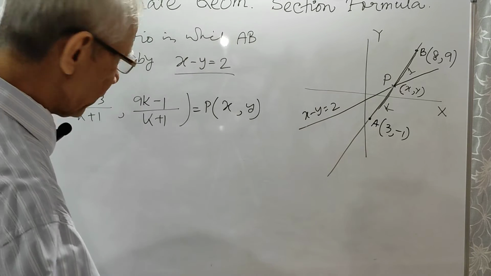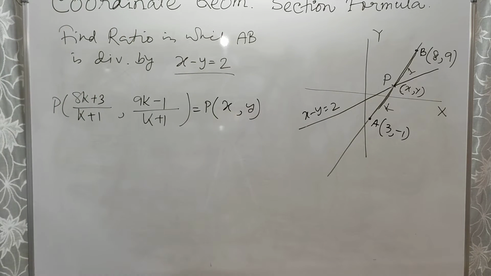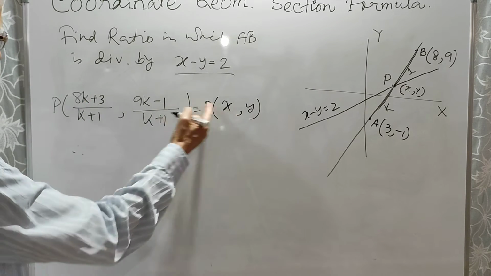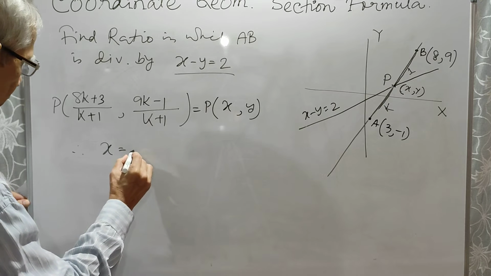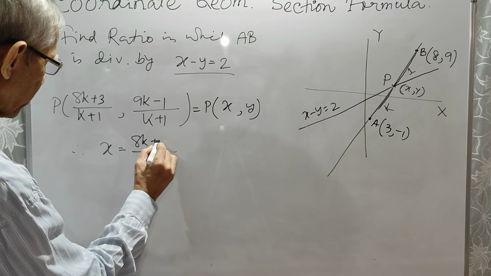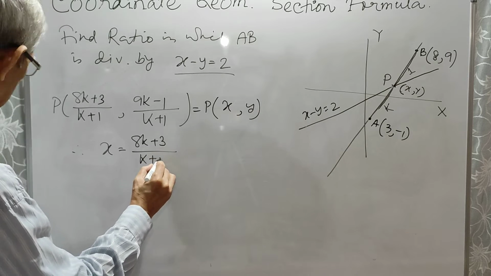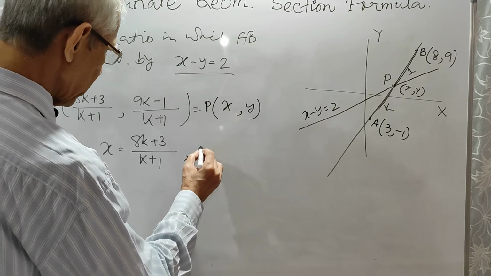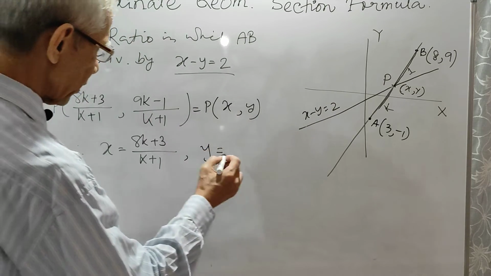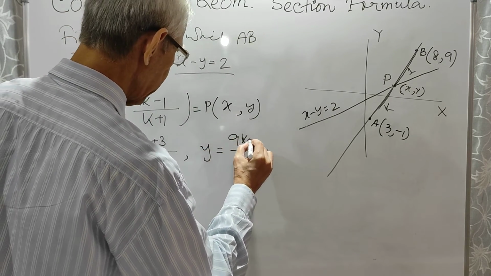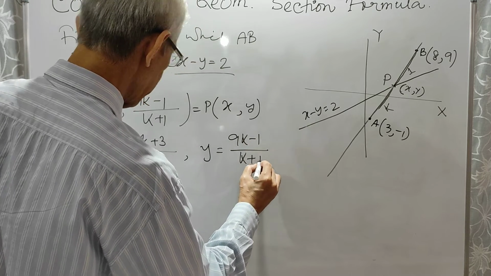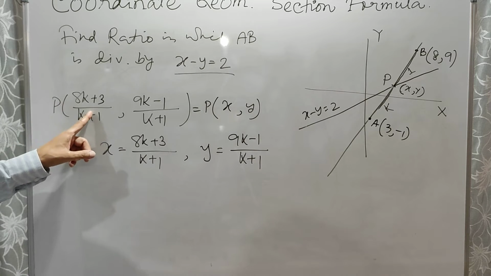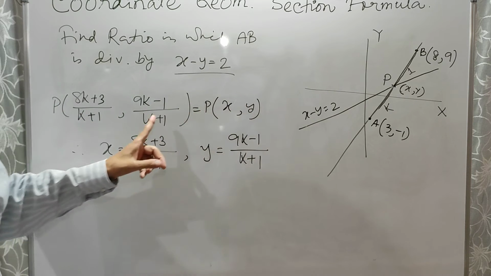All right. Now let us equate. So x equal to 8k plus 3 by k plus 1. And what is y equal to? Y equal to 9k minus 1 by k plus 1. So x coordinate equal to x coordinate, y coordinate equal to y coordinate.